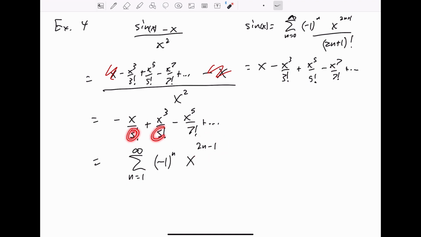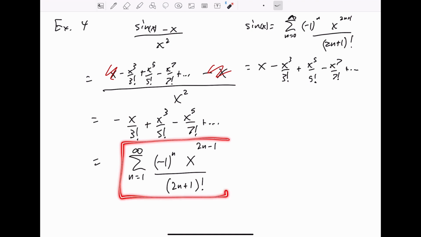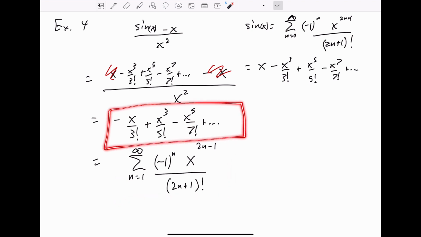Now for the factorials in the denominator, I can use 2n plus 1. So I divide here by 2n plus 1 factorial. When n equals 1, we have 2 times 1 plus 1, 3 factorial. When n equals 2, for the second term, we have 2 times 2 plus 1, 5 factorial. So this sigma notation is describing the pattern that we want from this step here.